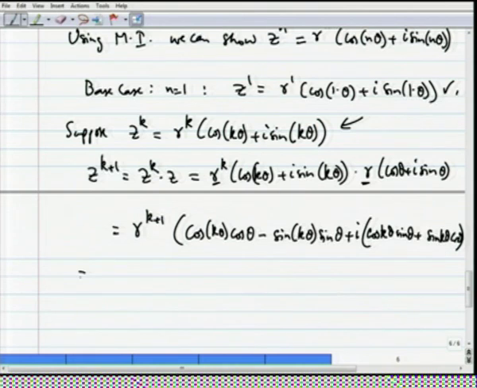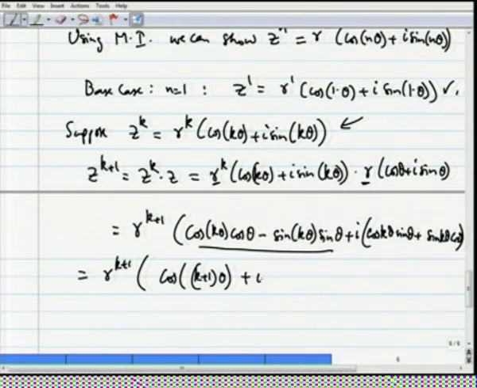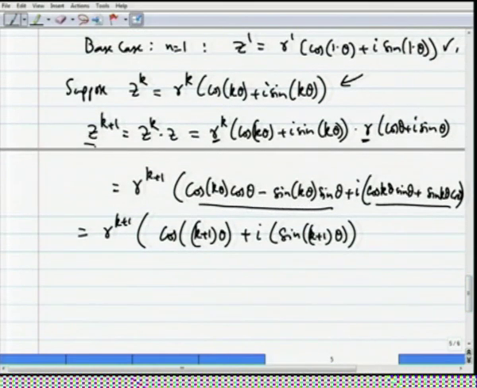Okay. So, that gives you r^(k+1) times, of course, cosine (k+1)θ: cosine kθ plus θ, which is cosine (k+1)θ, plus i times sine kθ plus θ, which is sine (k+1)θ. So, indeed you get z^(k+1) is r^(k+1) cosine (k+1)θ plus i sine (k+1)θ.